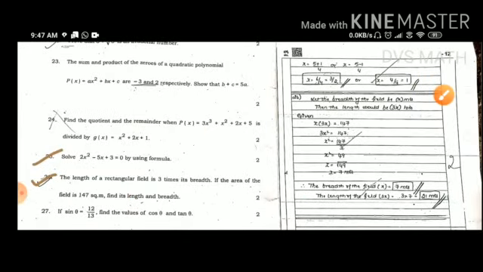So finally here write, so x value will get 2, make them separately because one will be negative, another will be positive. Let me go for 26th question. The length of rectangular field is 3 times of its breadth. If the area of field is 147, find its length and breadth.